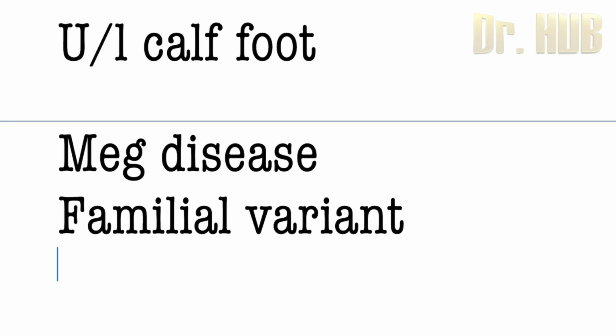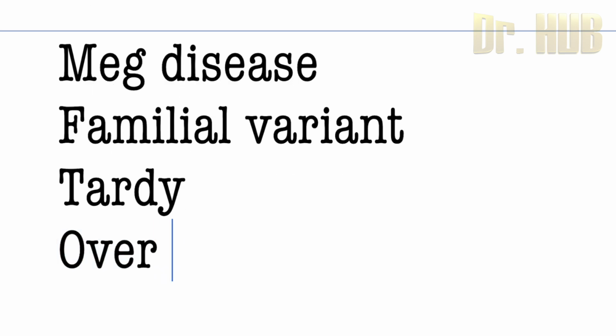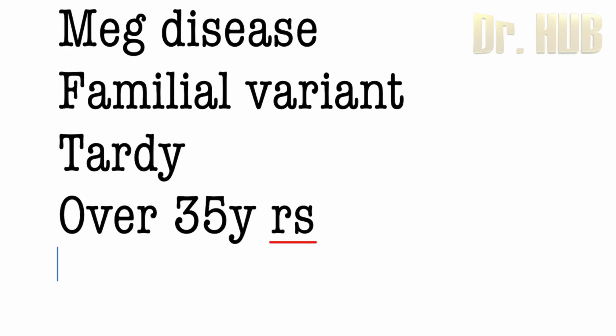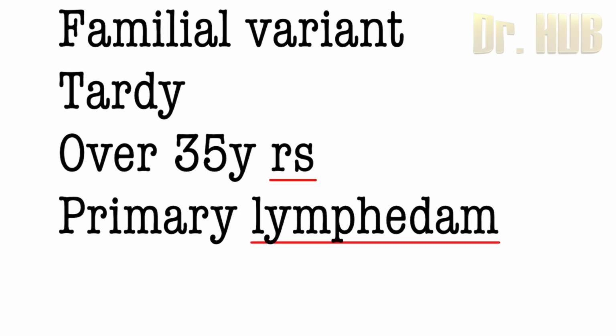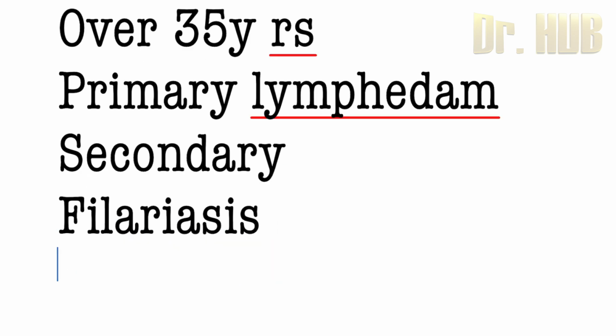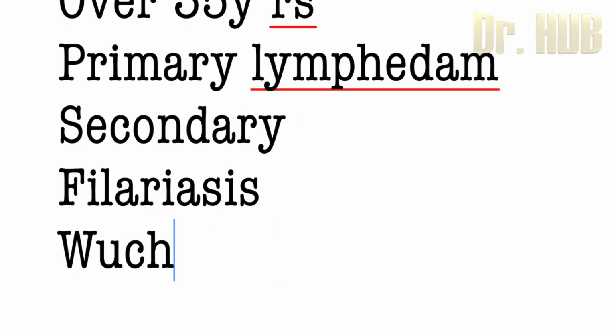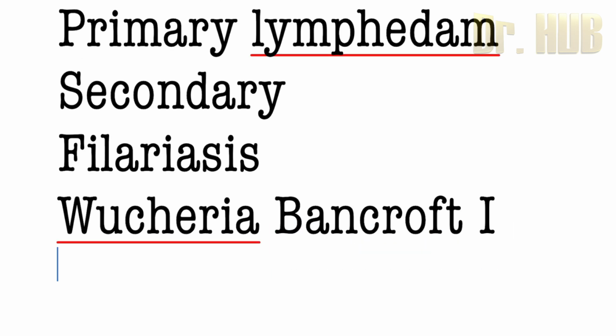Then comes lymphedema tarda, which is seen in individuals over 35 years and is a rare form of primary lymphedema. Then comes secondary lymphedema. Secondary lymphedema can be caused by lymphatic obstruction or destruction. Lymphatic obstruction is mainly due to filariasis, with Wuchereria bancrofti as the common organism responsible.